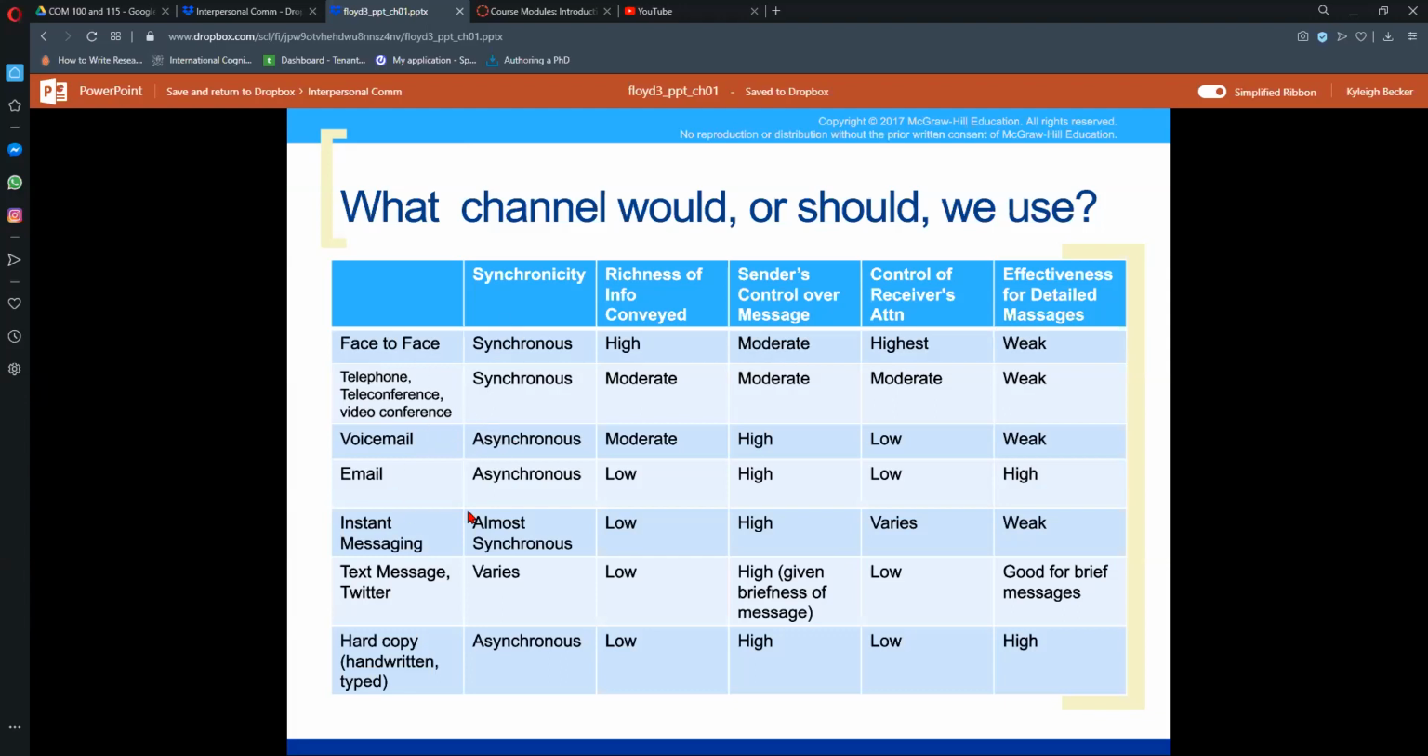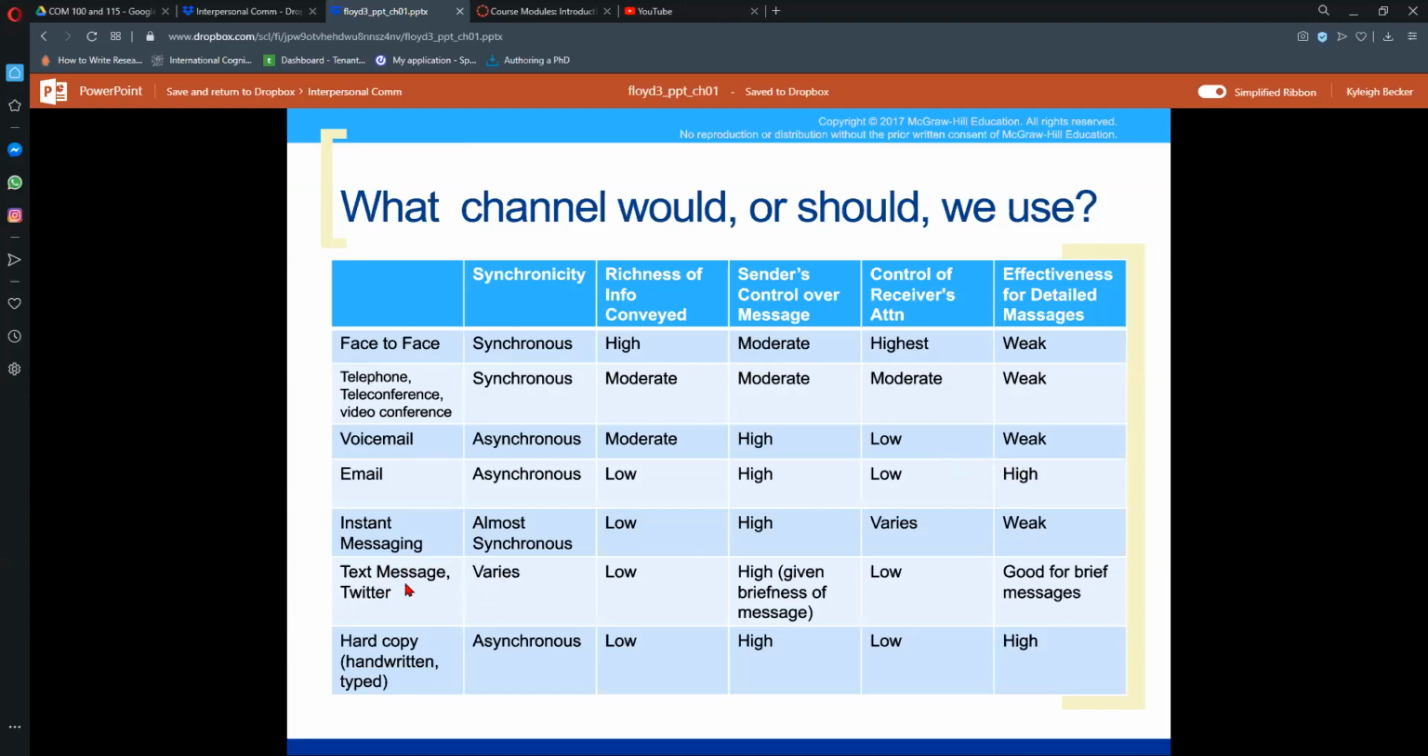And it's asynchronous. Email, asynchronous. You may not be able to convey a lot of richness of your info, but you can get highly detailed with it. With email, they're not seeing your face or your body language, they're not hearing your voice, so they might be missing out on some of the context, but they're getting a lot of content.